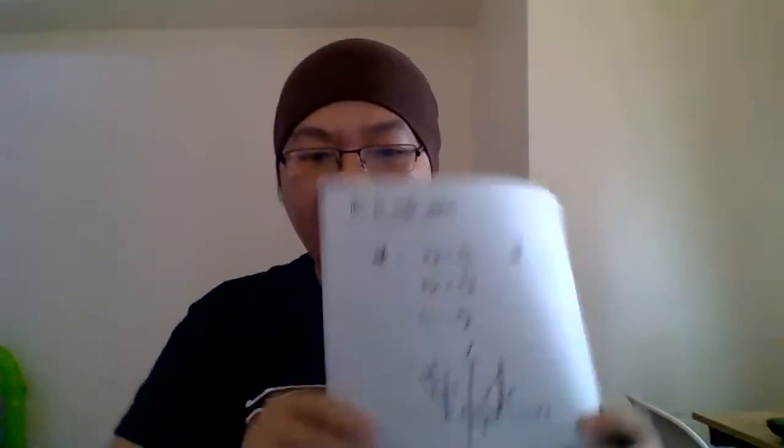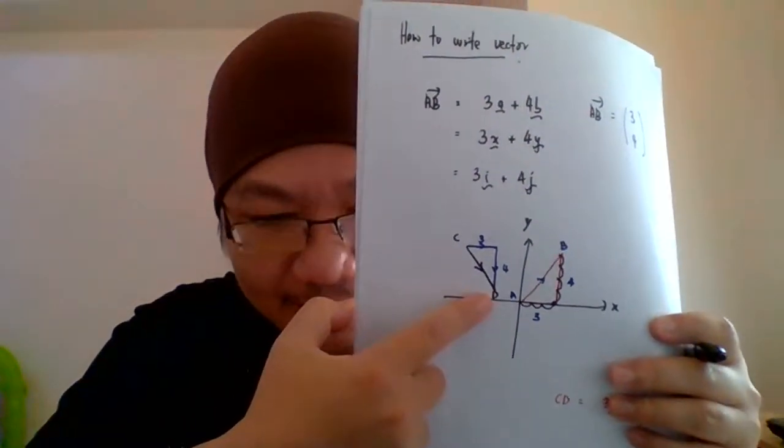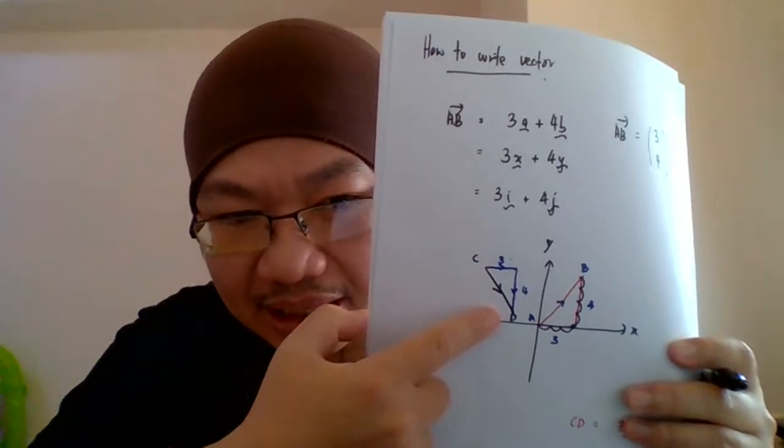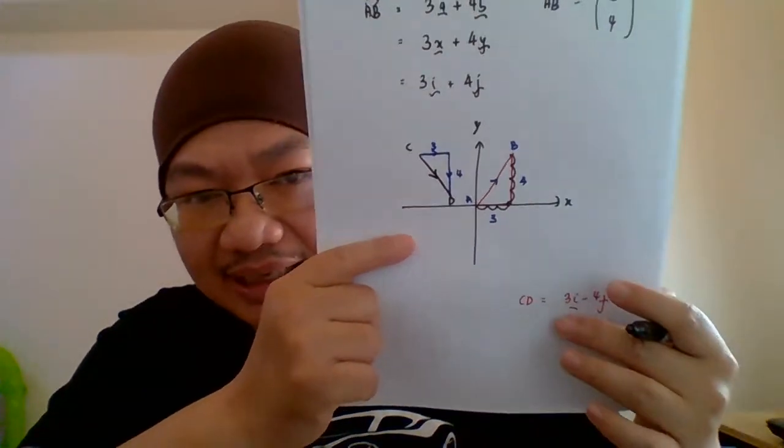So we need to draw the line of vector CD. So just connect and put the direction CD. That is your vector CD. Okay, guys, that is the second example.